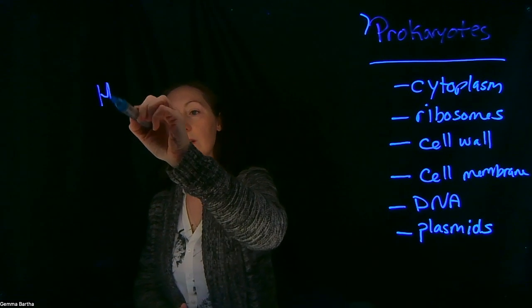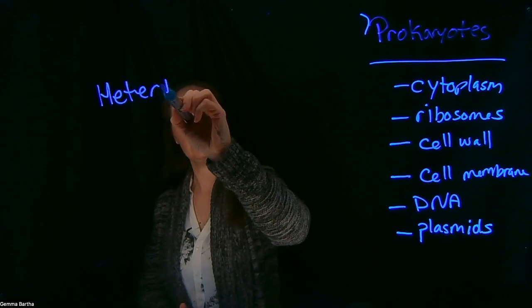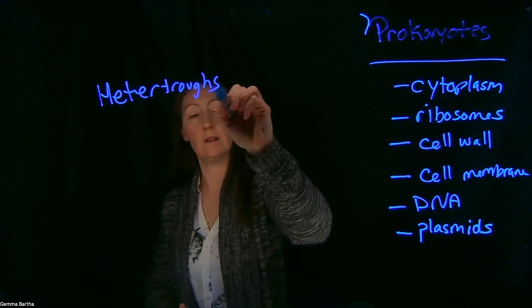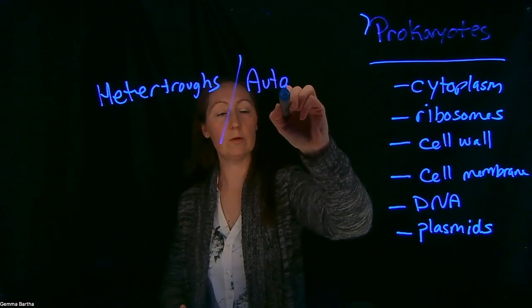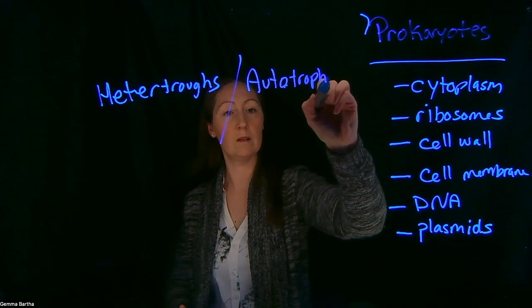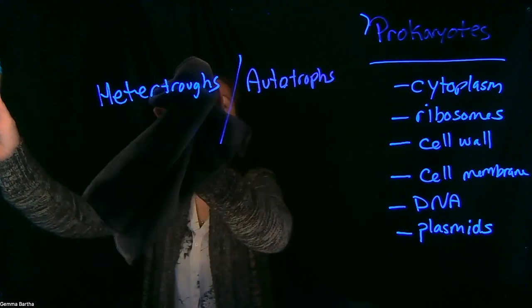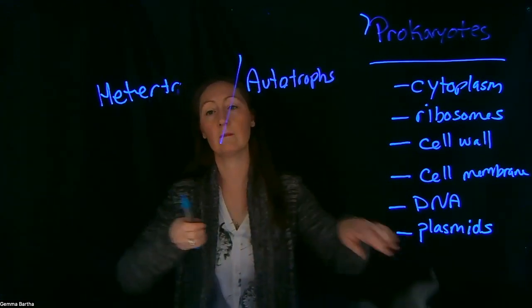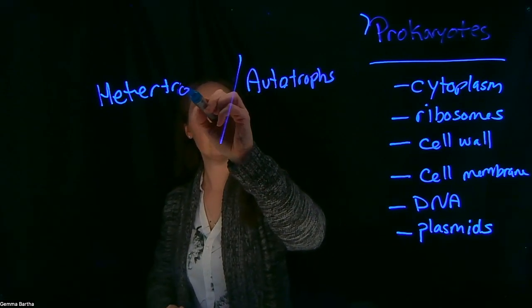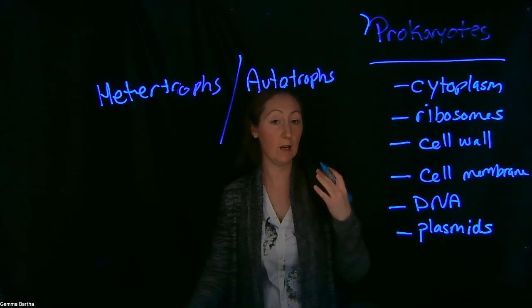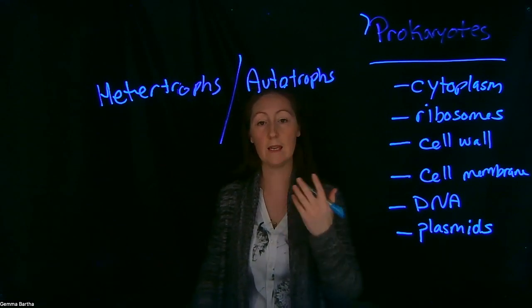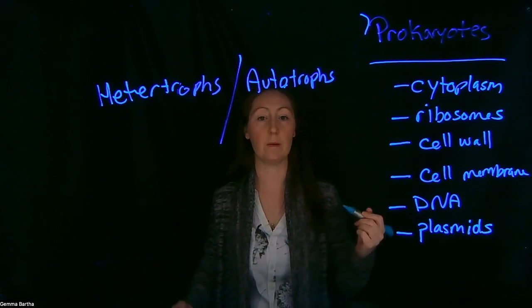So you have your heterotrophs, and then you have your autotrophs. And your autotrophs are those that contain chlorophyll and that they can actually make their own food from the sun.